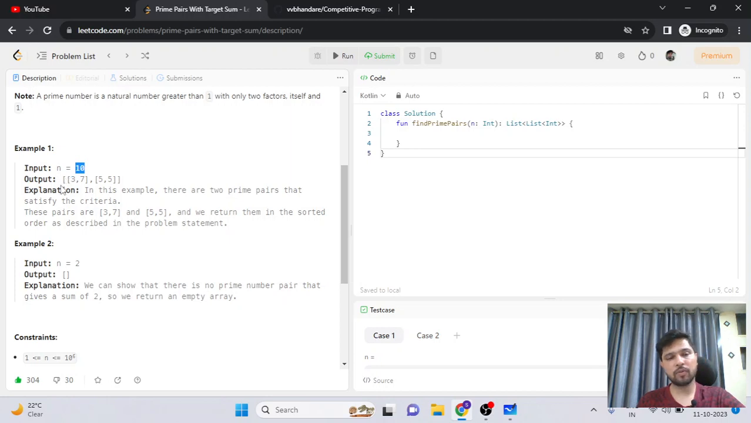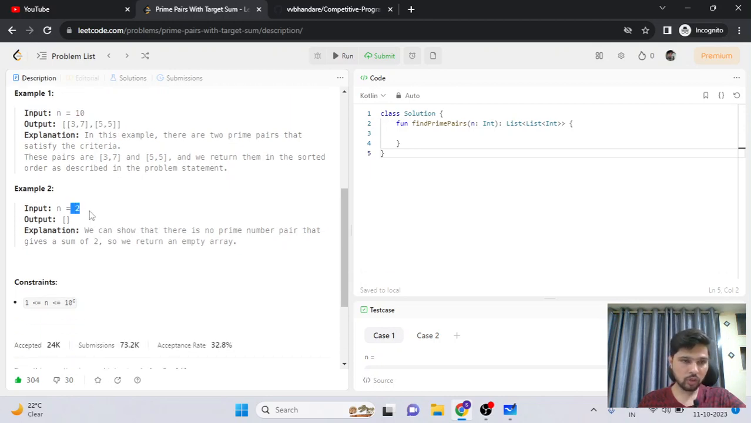Okay, so for example, to get 10 in the range of 1 to 10, of course 1 is not a prime number, and of course 0 as well. So what we have here is 3 and 7, both are prime, and when you sum up these two numbers, it gives you the value 10. Similarly, 5 comma 5 is another pair, and 5 is again a prime number, so the sum is 10. So that's why the answer is 3, 7 as one pair, and another is 5, 5.